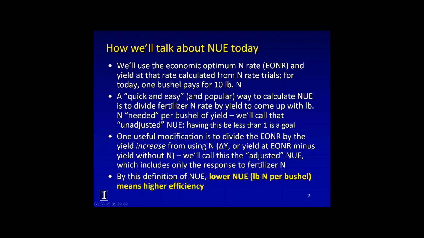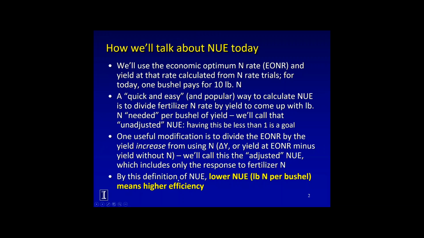And this is an important concept, and if you don't remember anything else from today, remember that the soil is a full participant in providing nitrogen to our corn crop. And if we ignore that and act like the only way crops can get nitrogen is if we put on fertilizer for them, then we're really missing the point. So we're going to call this the adjusted NUE, and it only includes the response to fertilizer N. So I'll show you some data on this and use it to illustrate the difference between these two things.